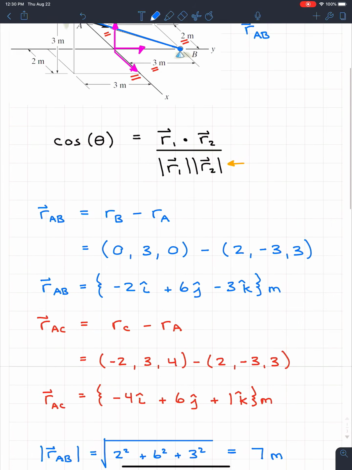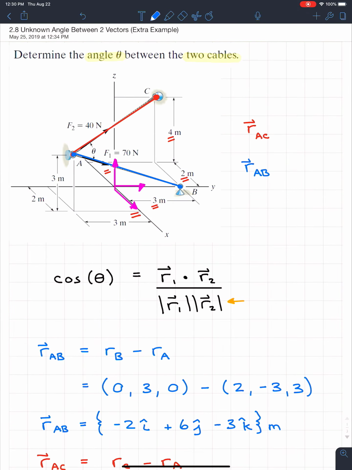And again, if we were to look at the diagram here, what that 7 physically represents is the length of this line is 7 meters long. So the magnitude of a position vector is how long it is, or the distance between 2 points.